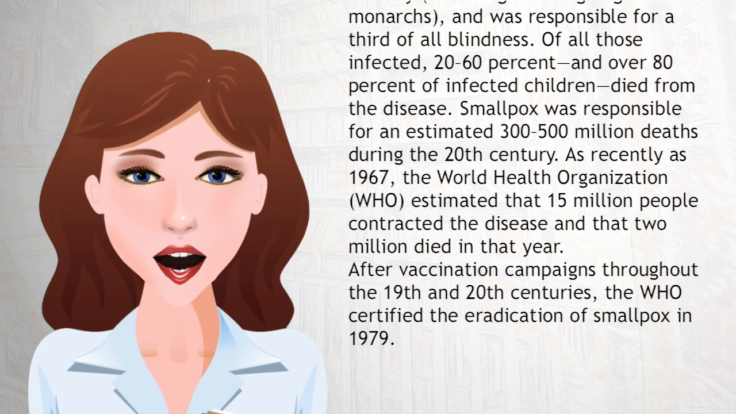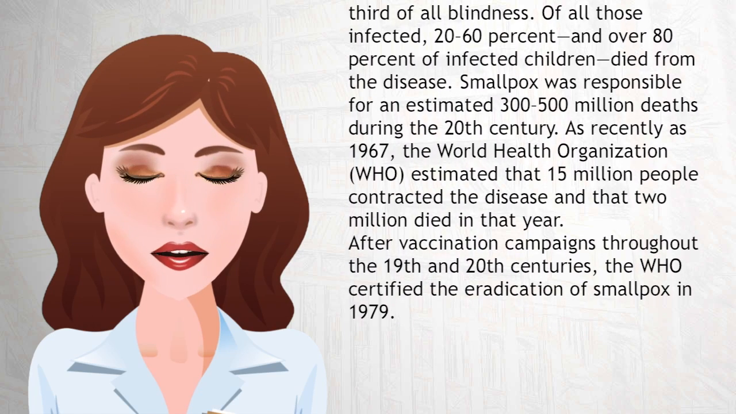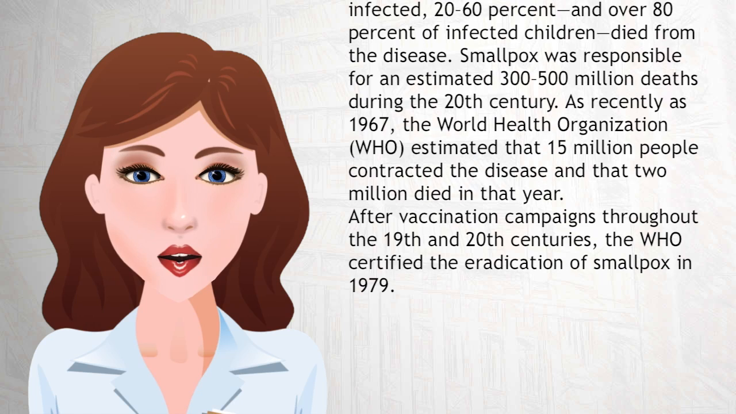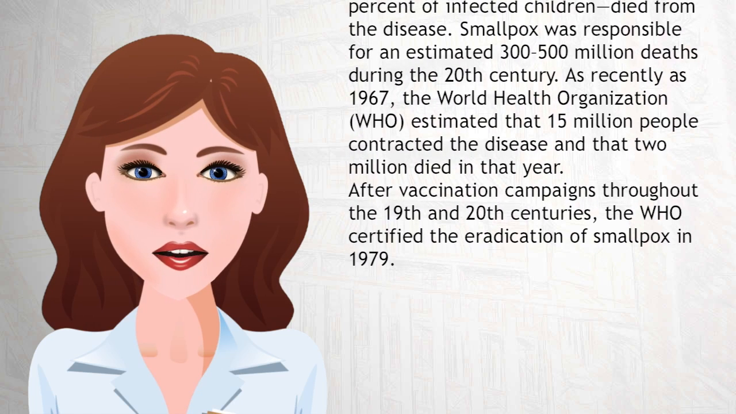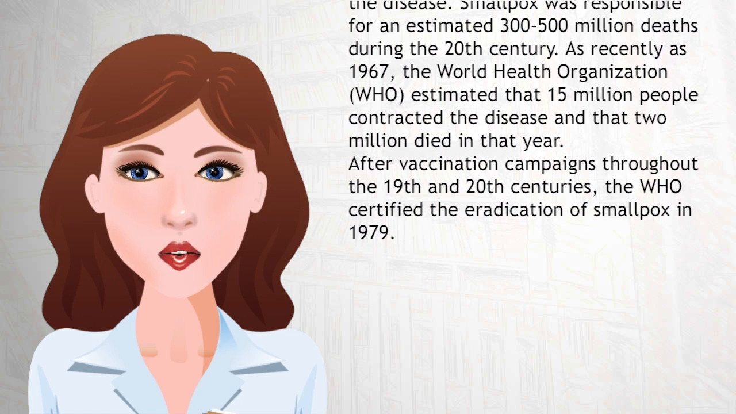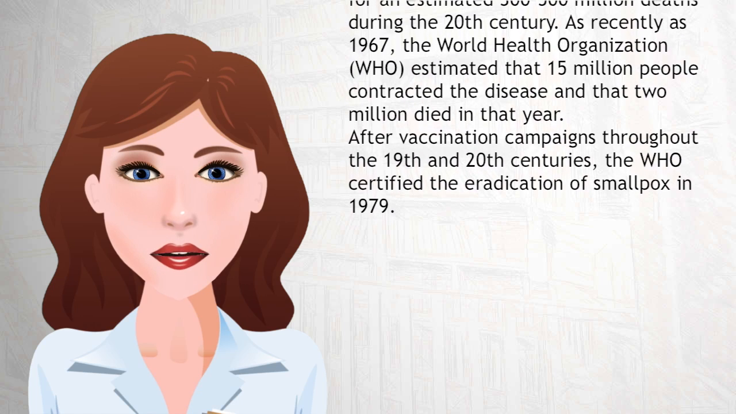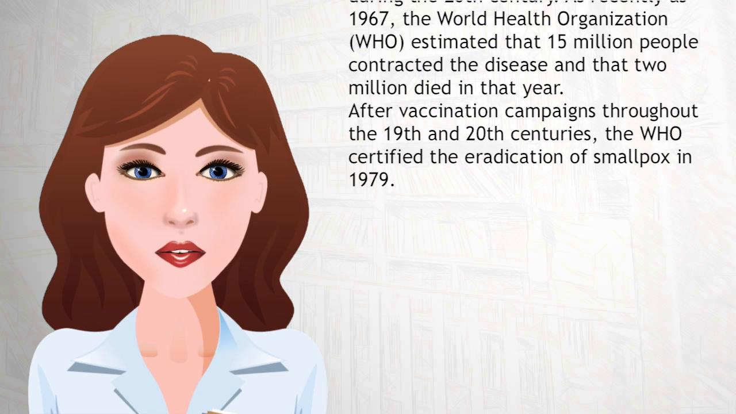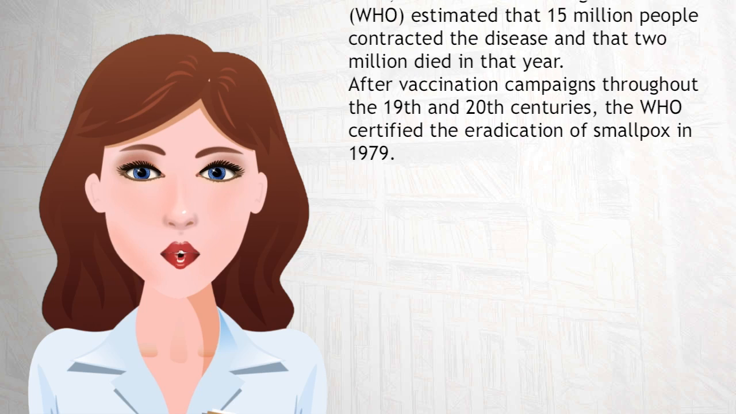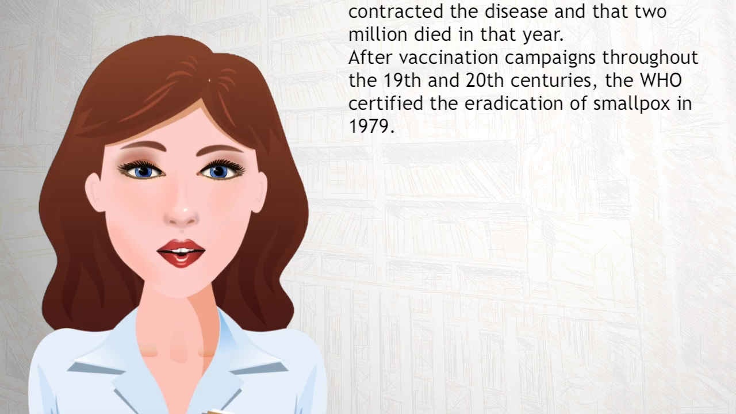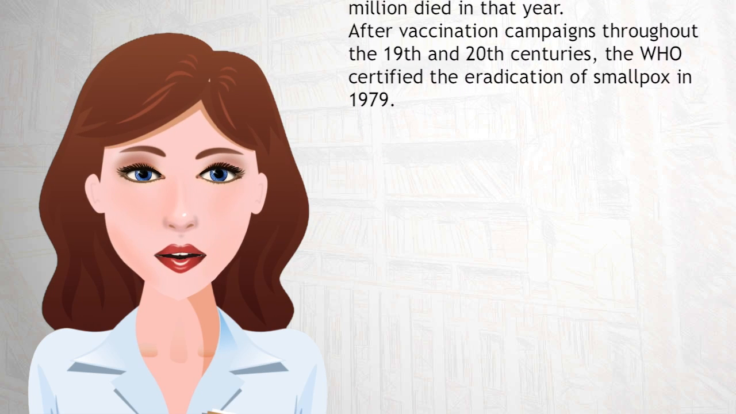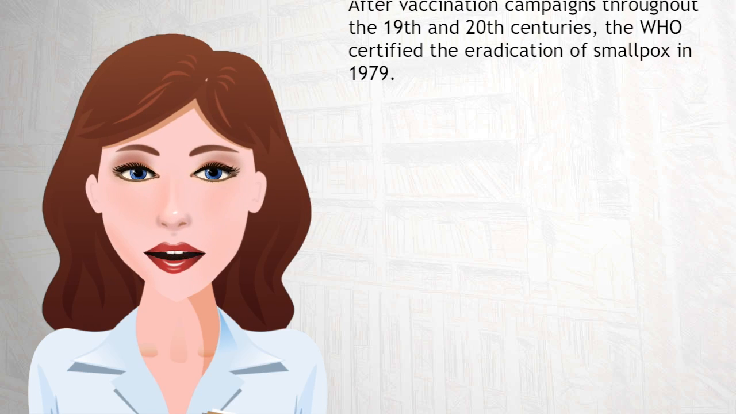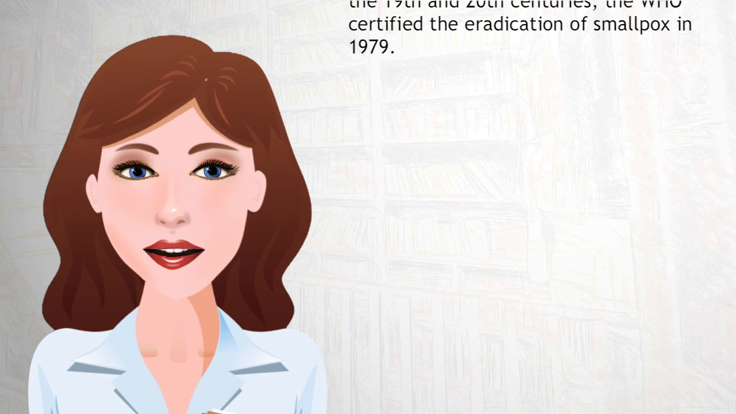Smallpox was responsible for an estimated 300–500 million deaths during the 20th century. As recently as 1967, the World Health Organization, WHO, estimated that 15 million people contracted the disease and that 2 million died in that year. After vaccination campaigns throughout the 19th and 20th centuries, the WHO certified the eradication of smallpox in 1979.